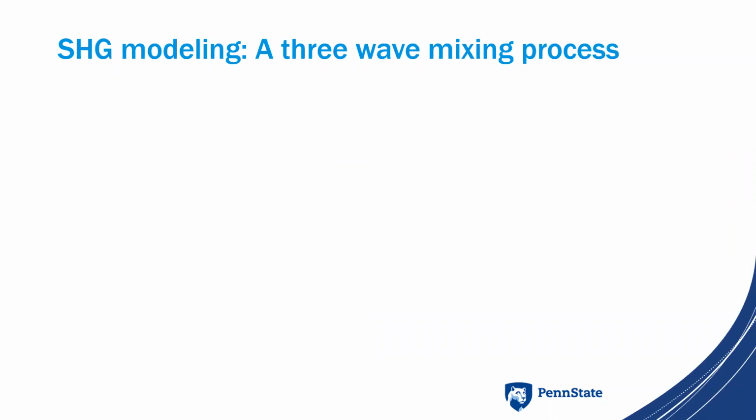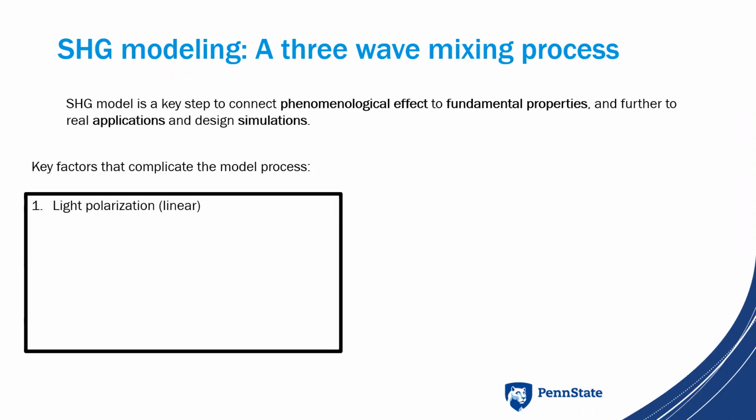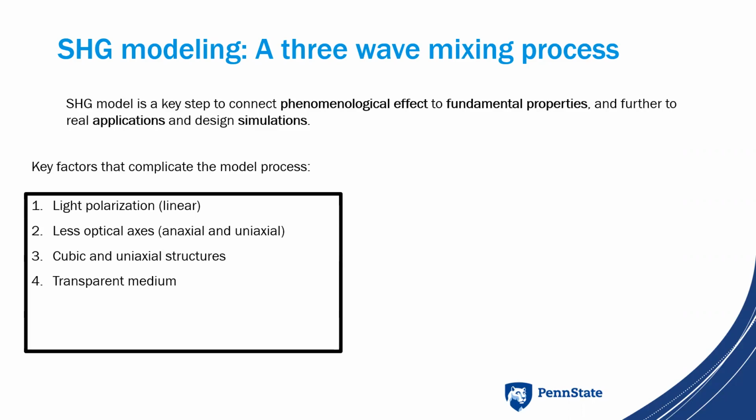SHG modeling is a complicated process because it is a three-way mixing phenomenon as compared to linear optics. A comprehensive model is thus very important to accurately connect experimental observation to fundamental properties of materials. Multiple key factors can complicate the modeling process. The current established method mainly focuses on linearly polarized light, fewer optical axes, crystal structure with high symmetry, transparent medium, dispersionless system, and simple orientation of the nonlinear medium.